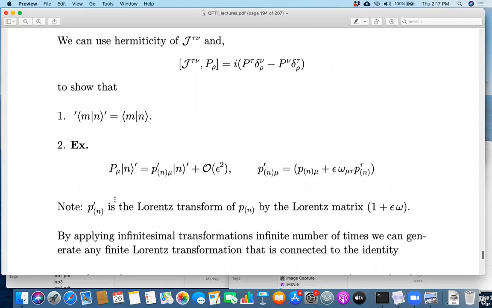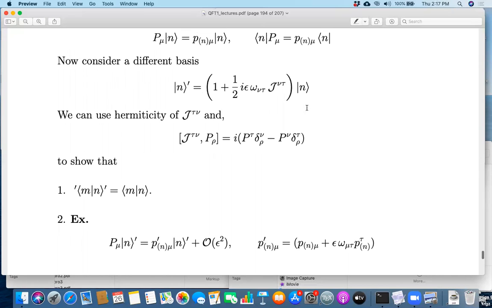So we'll proceed by assuming that this is the case, that we can find some operator that relates a state n to a different state n prime, and the momentum that n prime carries is related to the momentum that n carries by a Lorentz transformation.